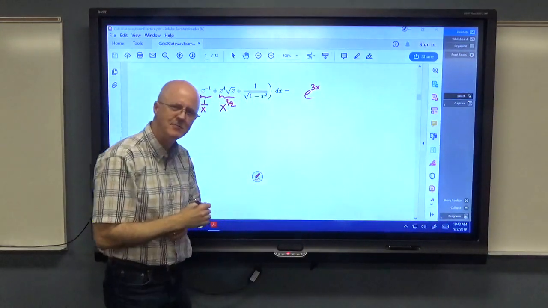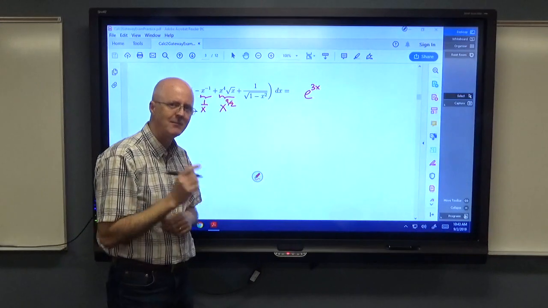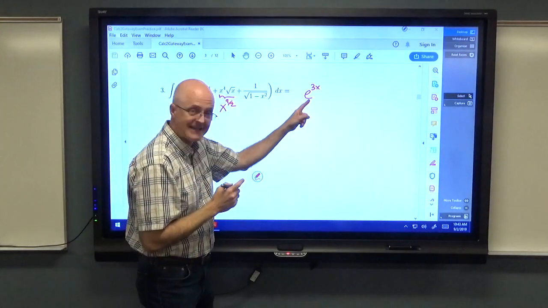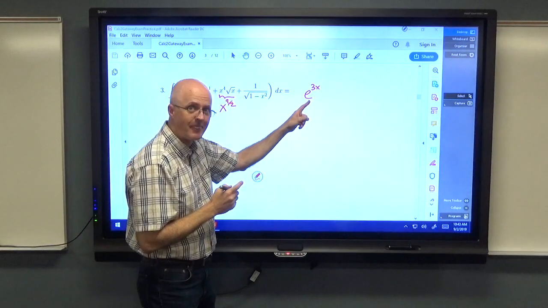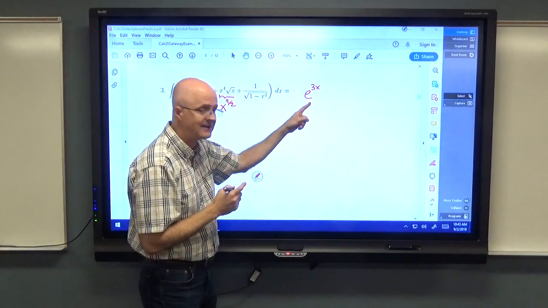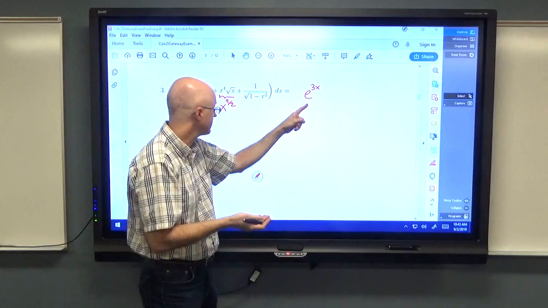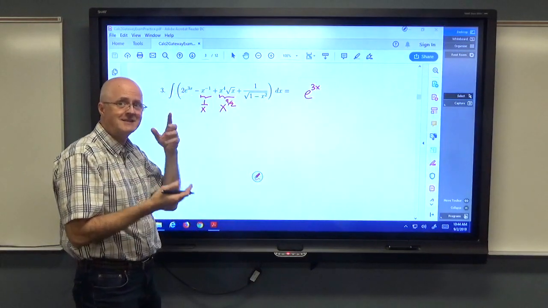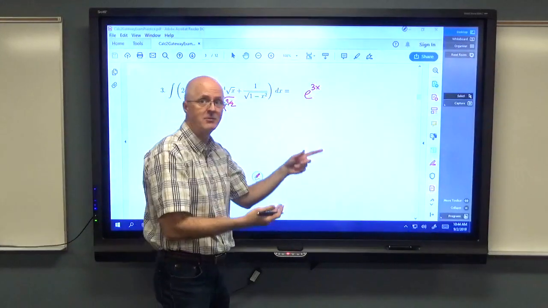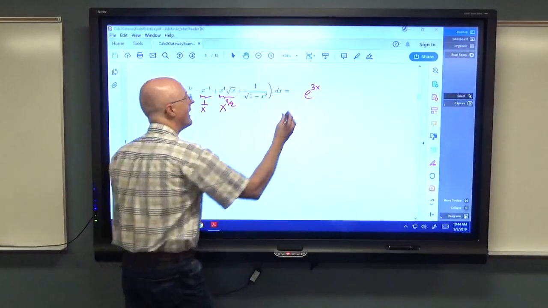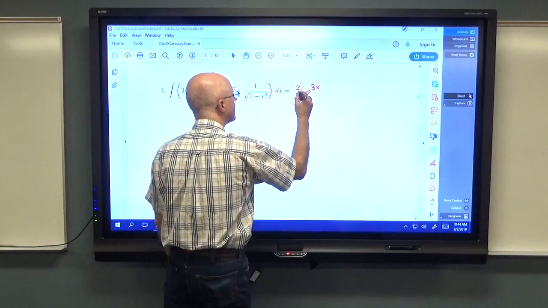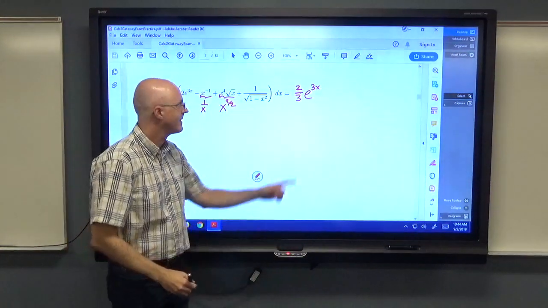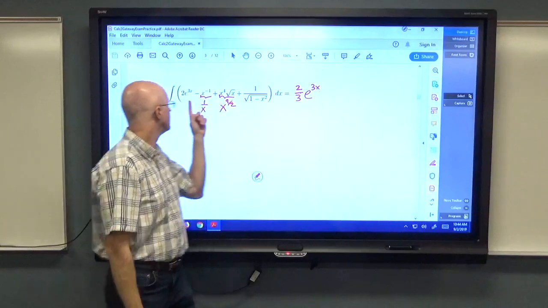What should the constant be? Some people are better at this kind of thing than others. If that were the answer, we'd see we're wrong, because when we check this, we'd get e to the 3x times 3, not times 2. So I need something in front of it such that when I multiply by 3, I get 2. Hey, 2/3. That's something that when multiplied by 3 gives me 2.